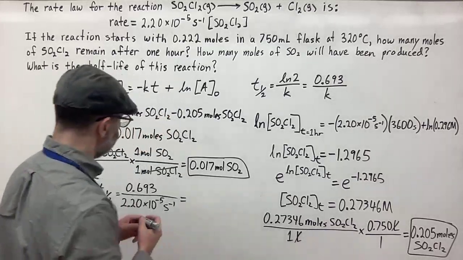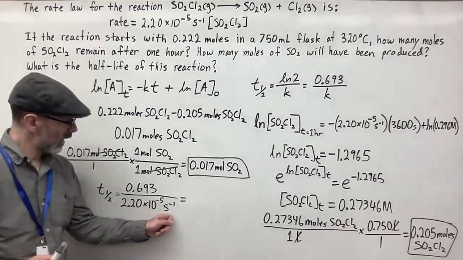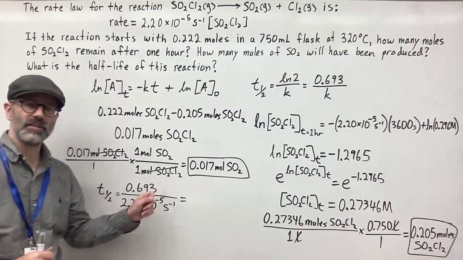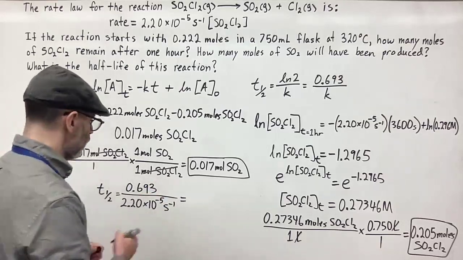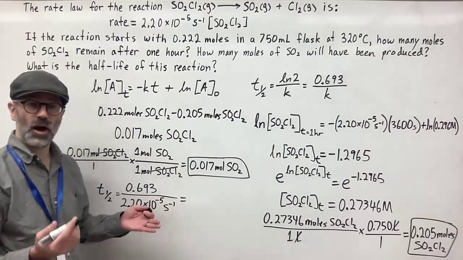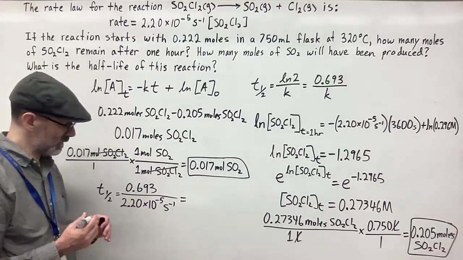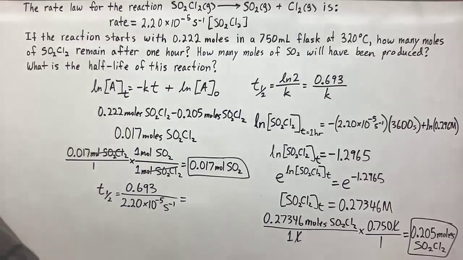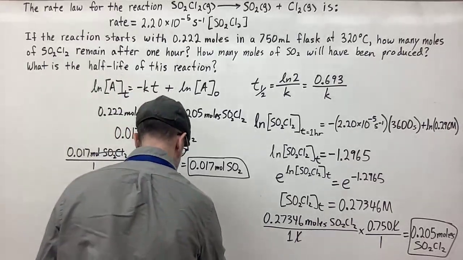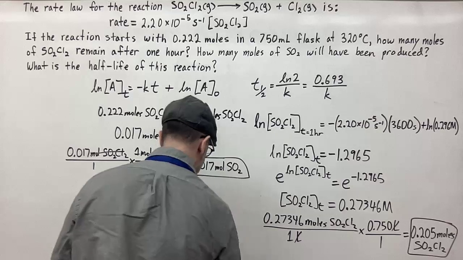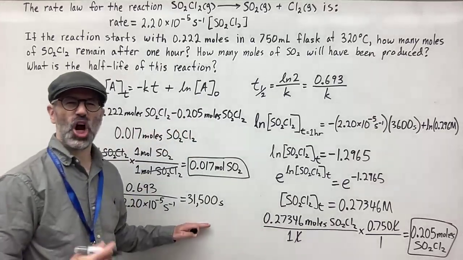And remember, we have our unit on the bottom. It's -1. If we bring it to the top, it's going to change sign. So that means we're going to go from per seconds to seconds. So our final answer is going to be in seconds. When we calculate this, we get 31,500 seconds. That's a very large number of seconds.